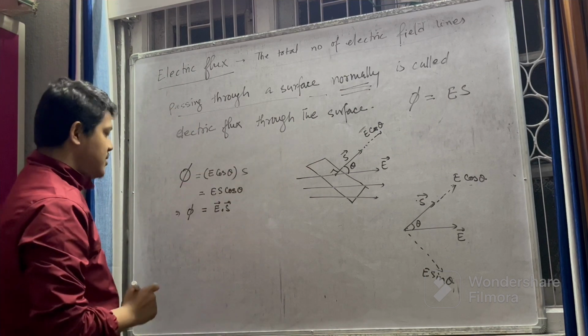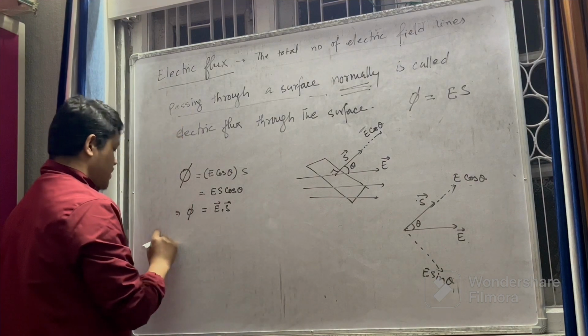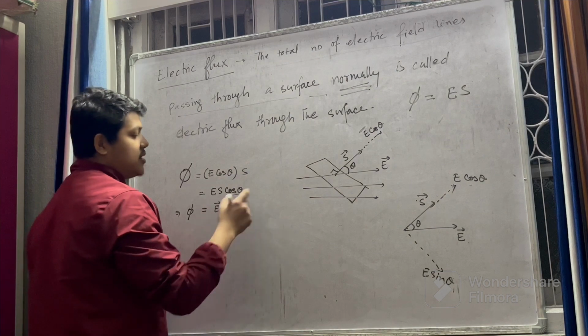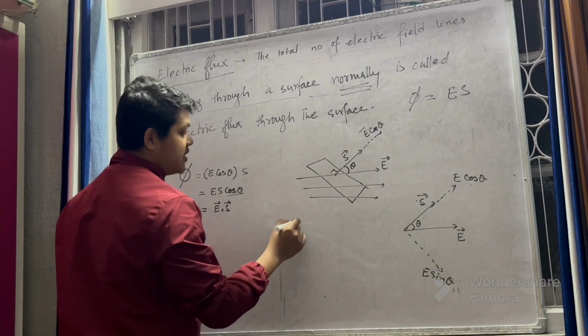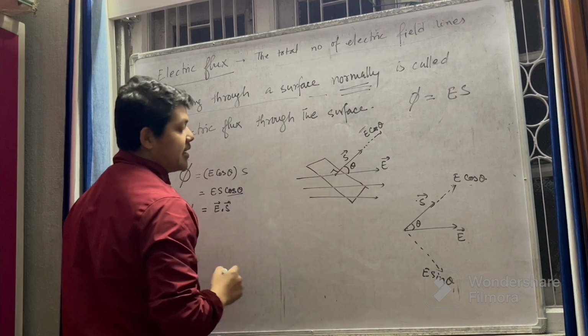Now you see, the maximum value of cos theta is 1, right? Cos theta is 1 when theta is equal to 0. That means theta is the angle between the area vector and the electric field.